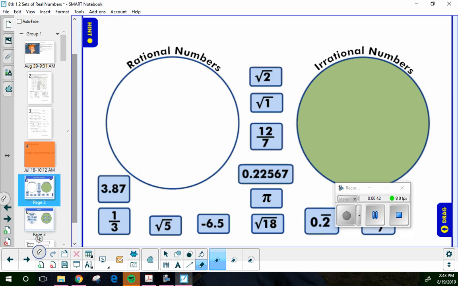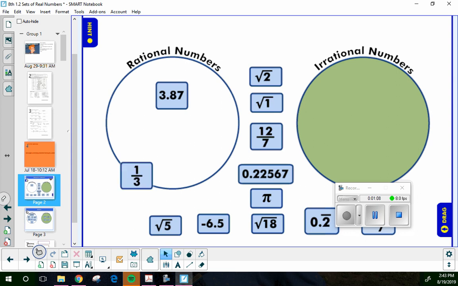3.87, thumbs up if it's rational, thumbs down if it's irrational. Go. Can you guess the next number? There is no number, so that means it is rational. All right. 1/3. If you don't know, do it on your calculator. 1 divided by 3. Thumbs up or thumbs down? Go. Perfect. It is rational because what is the next number? 3. All right. Square root of 5.